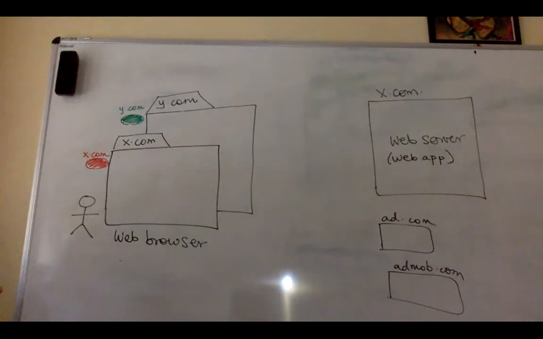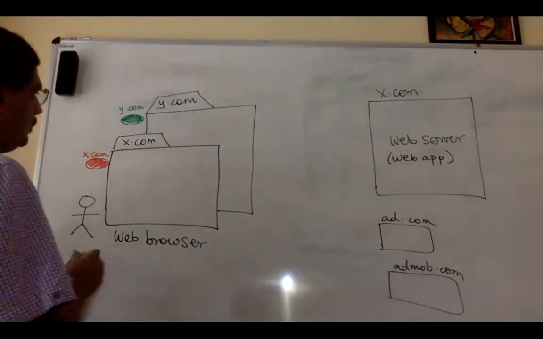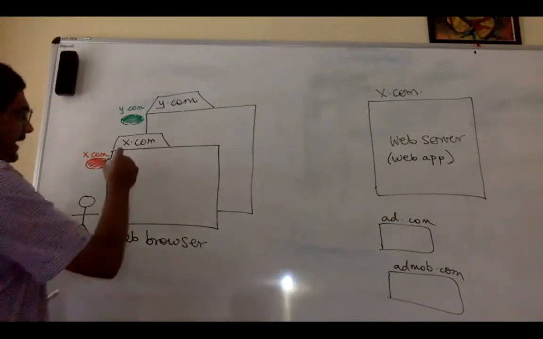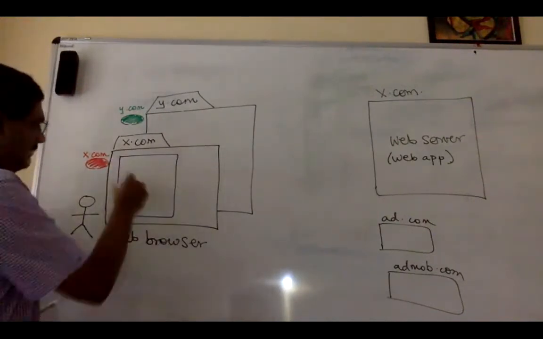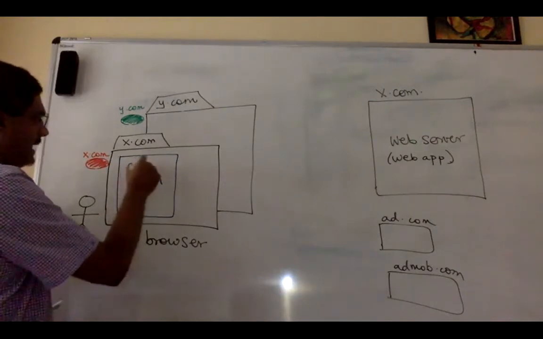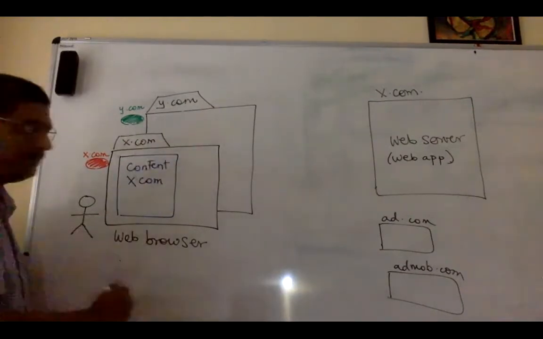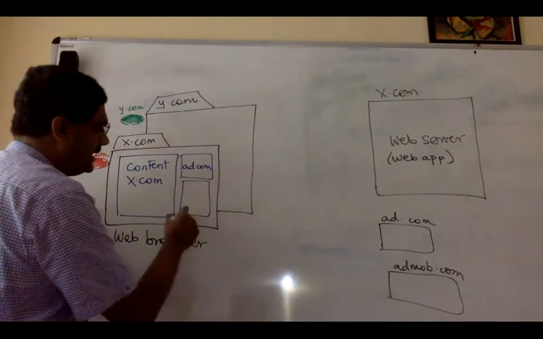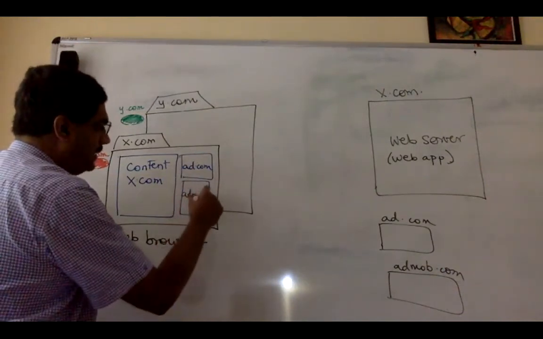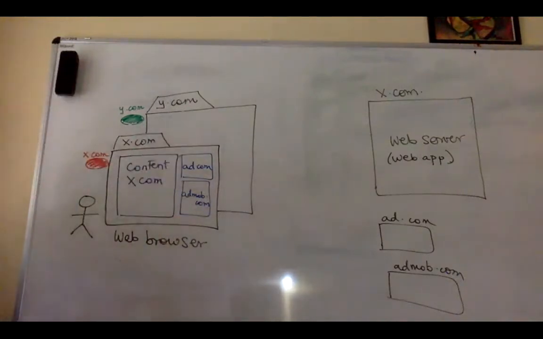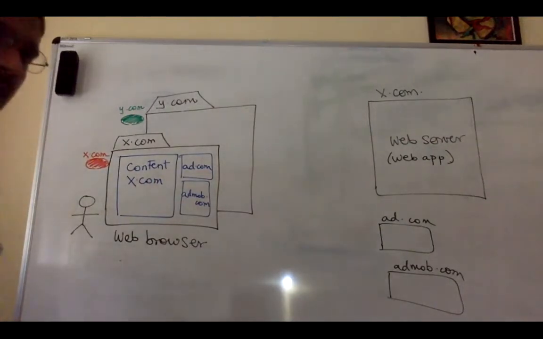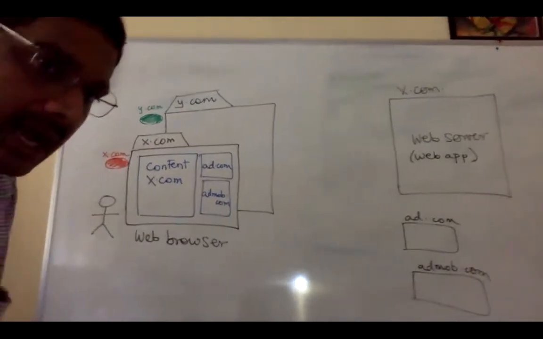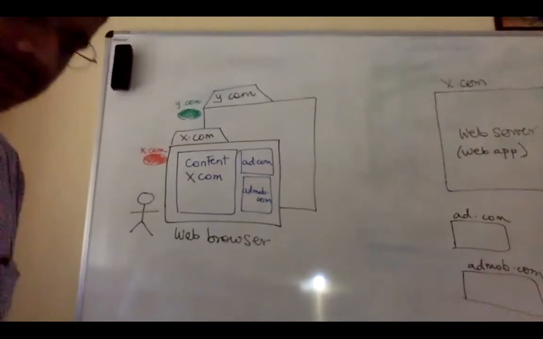So that's why people display ads to you. But the bigger point is that when you see something like x.com, you're not seeing content just from x.com. Maybe there is content from x.com displayed in one portion of the web page, and maybe over here you see an ad from ad.com, and over here an ad from admob.com, and so on. So this web page does not just contain content from one web server, but rather multiple producers who have produced content and are displaying it within your web browser.